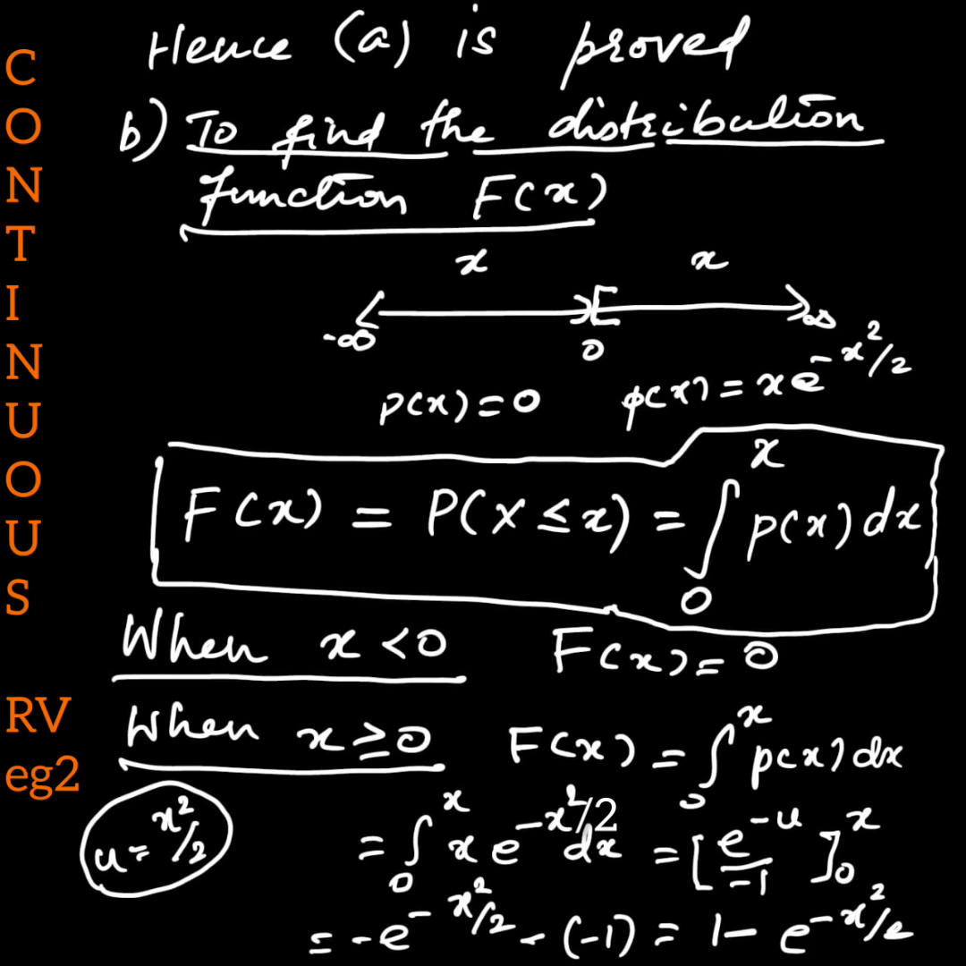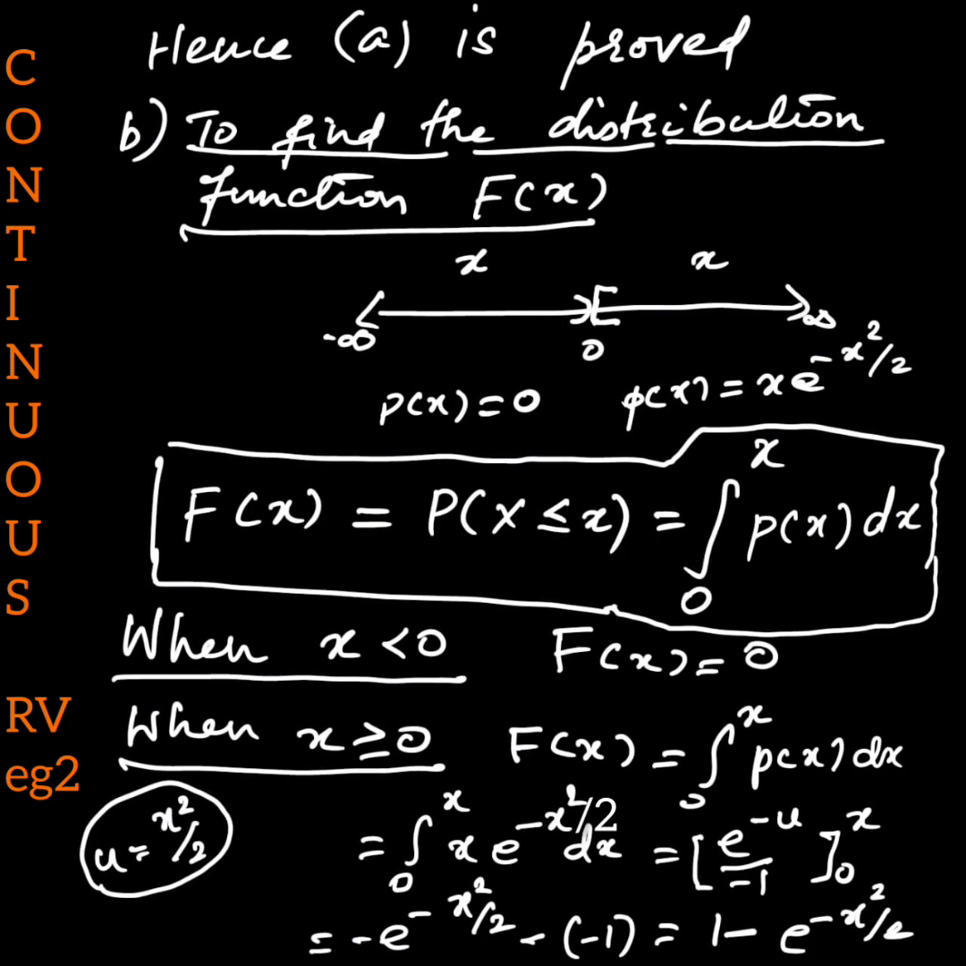For two cases we have to find capital F of x. First one is when x is less than 0, F of x is obviously 0. And when x is greater than or equal to 0, as per the definition, capital F of x equals integral 0 to x p of x dx. So we write it as integral 0 to x of x times e power minus x square by 2 dx.